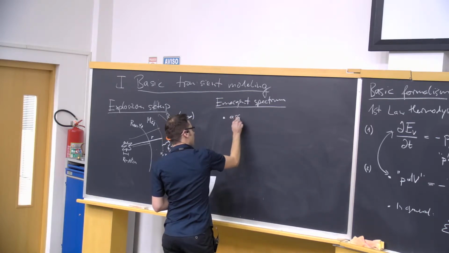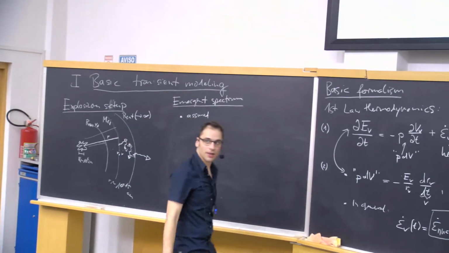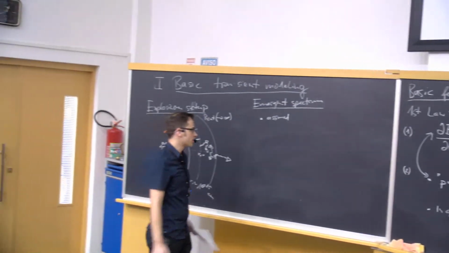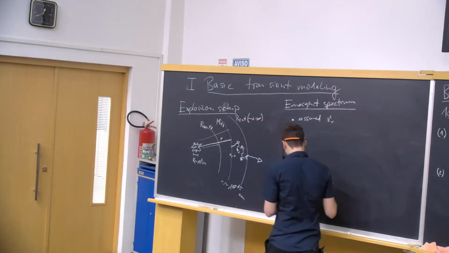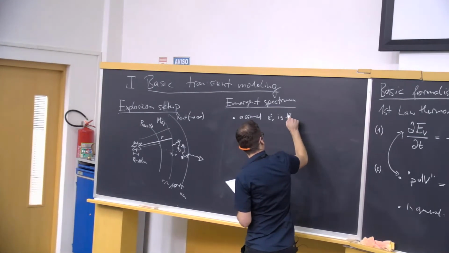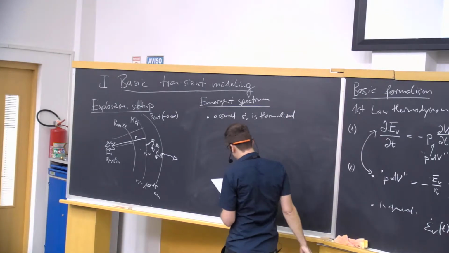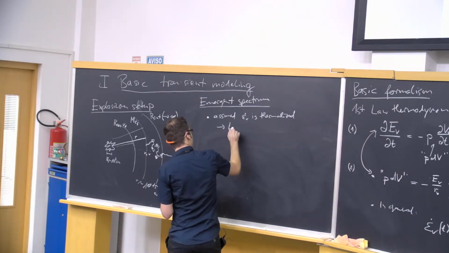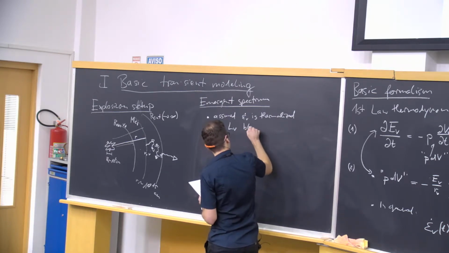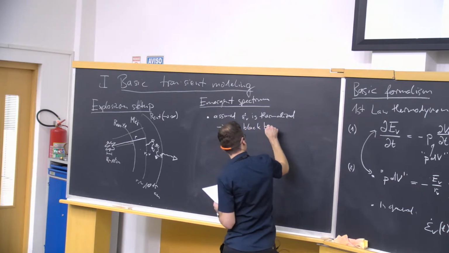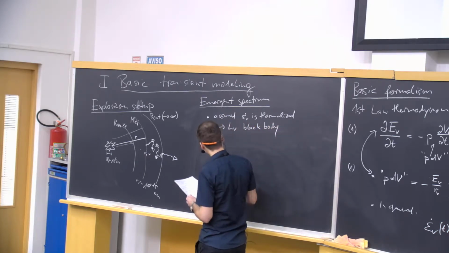So, as I said, by writing down essentially this first law of thermodynamics, we assumed that the supplied energy is 100% thermalized. So this heating rate is thermalized, and therefore L_nu, the emitted radiation, has to be black body emission, or at least quasi black body emission.